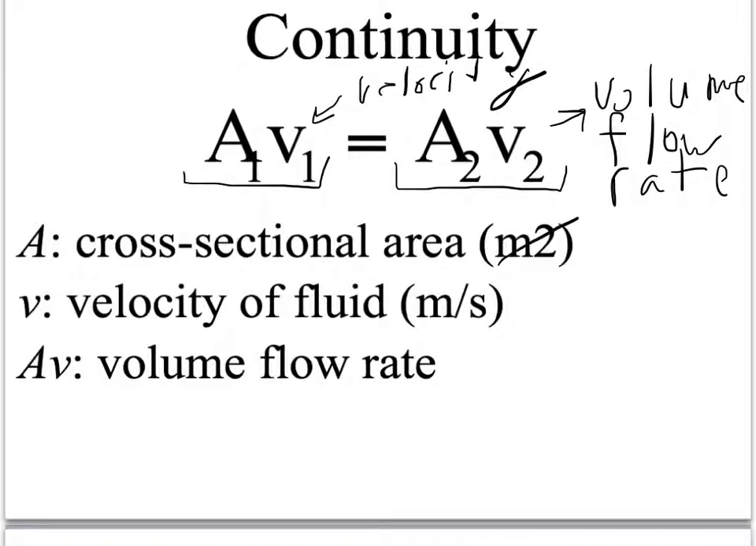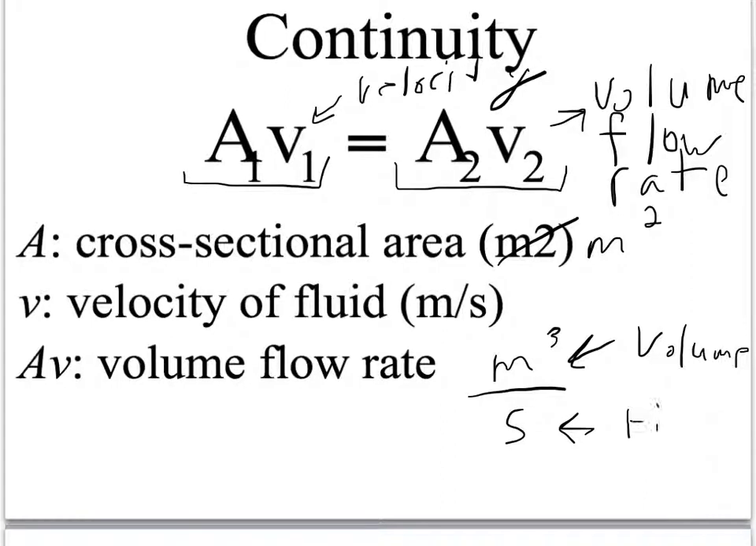A is the cross-sectional area given in meters squared. V is the velocity of the fluid given in meters per second. And AV is the volume flow rate, which would be given in meters cubed over seconds. So that's a volume over a time. That's a volume flow rate. So both of those sides are volume flow rate.